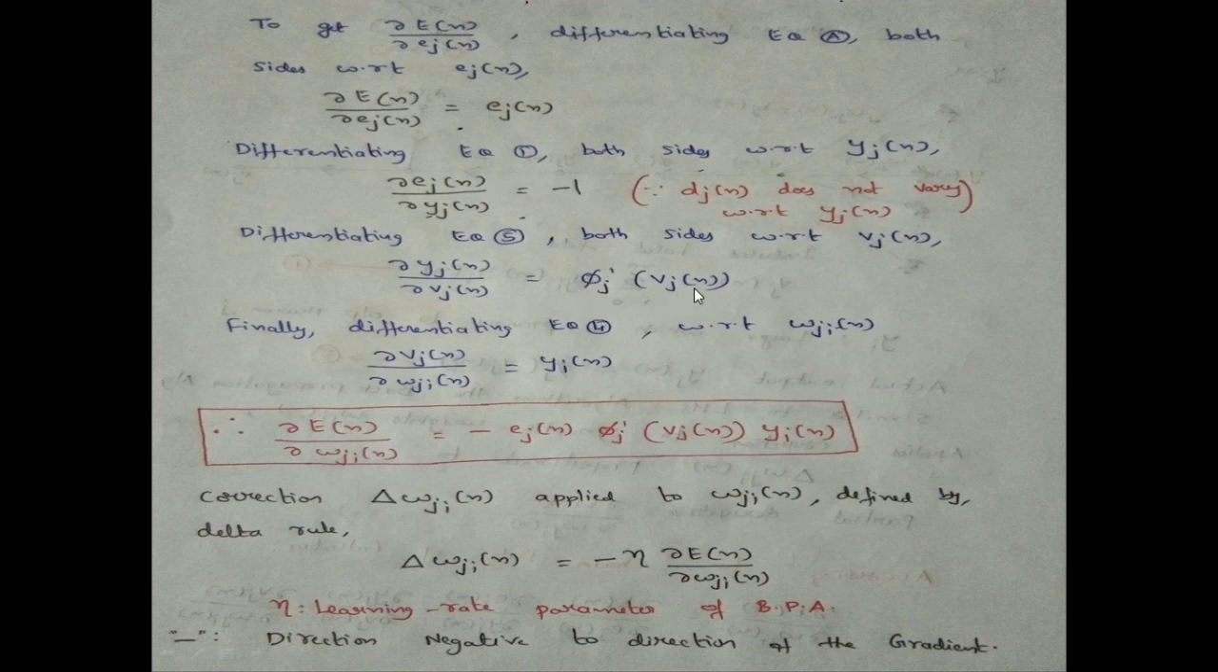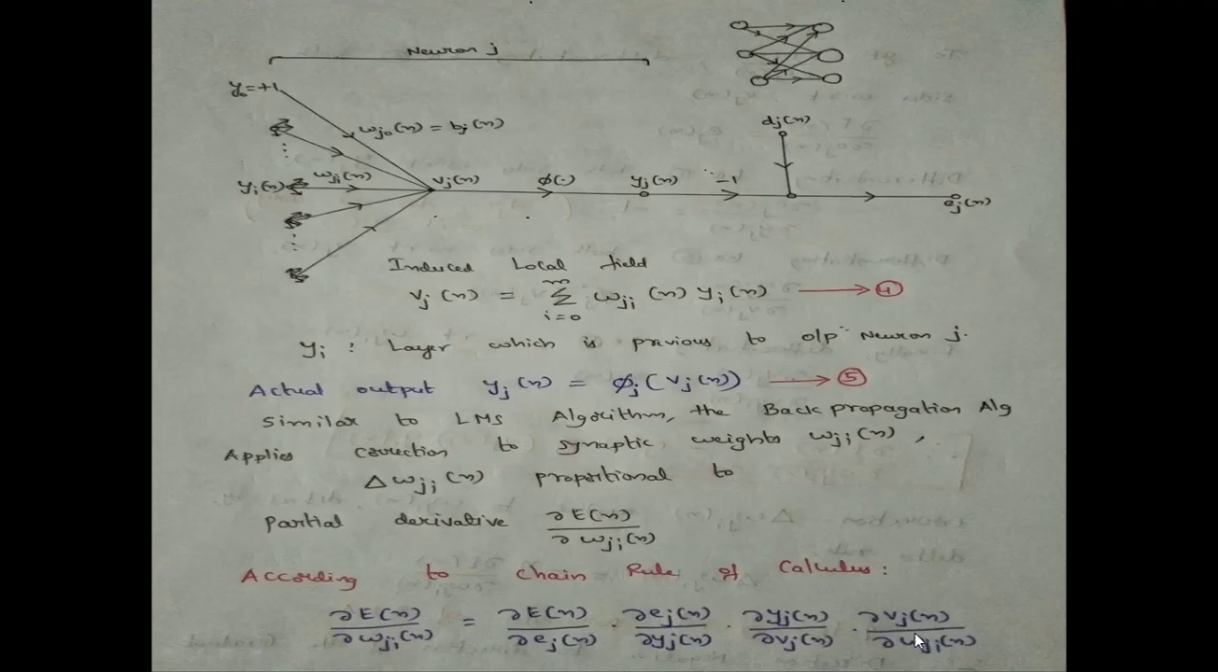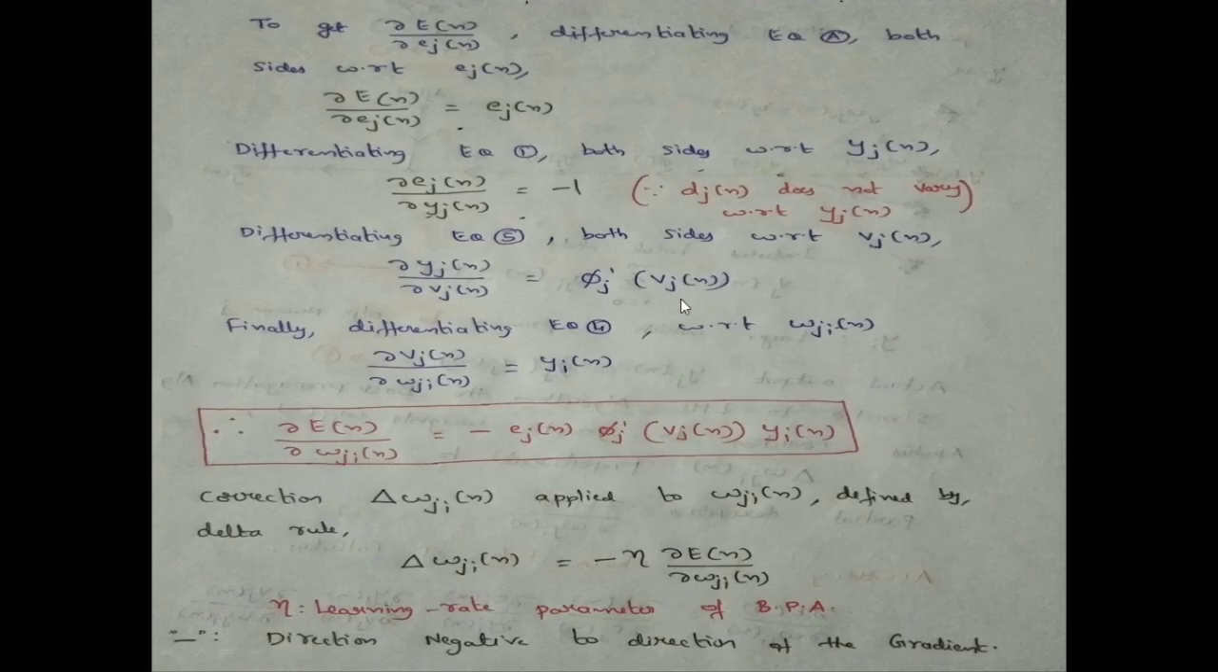Next, to get the value of ∂vj(n)/∂wji(n), we differentiate equation 4 on both sides with respect to wji(n). So this gives us ∂vj(n)/∂wji(n) is equal to yi(n). So if you see here, ∂vj(n)/∂wji(n) equals yi(n).